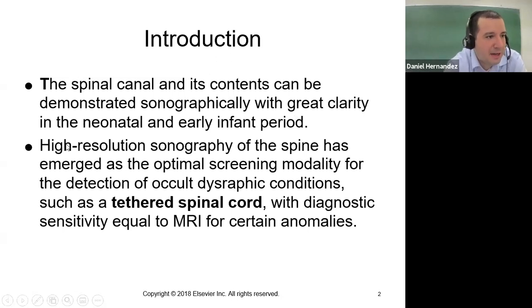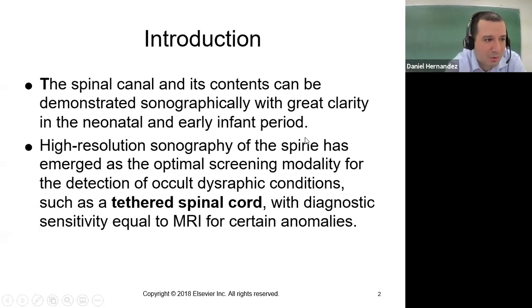We do these examinations to rule out several different pathologies, the main one being a tethered spinal cord. But it's also used in the detection of occult dystrophic conditions, and is equal in sensitivity to MRI in terms of imaging quality. So it's a very useful tool.